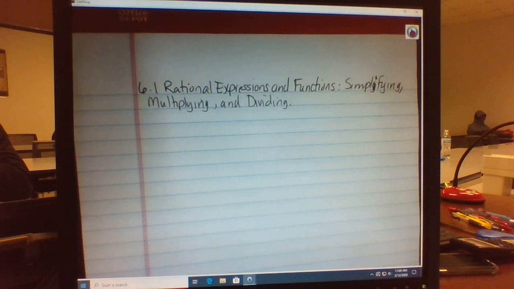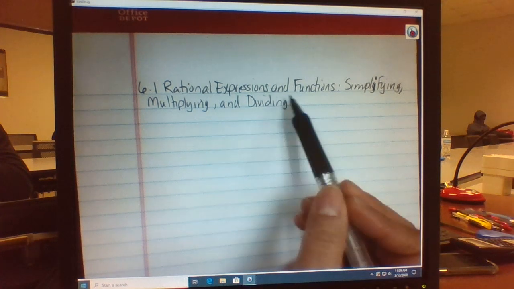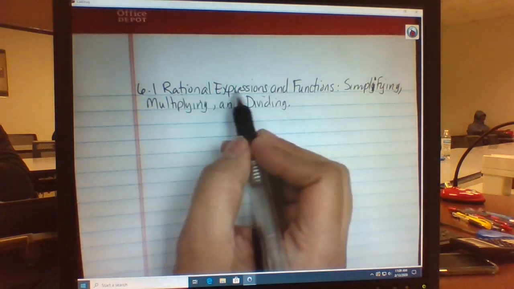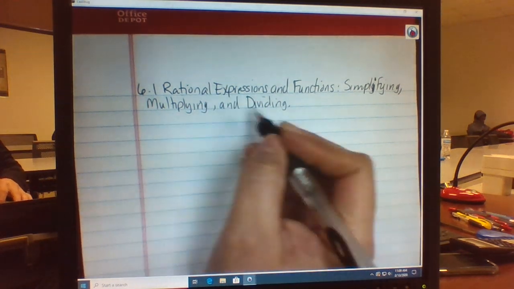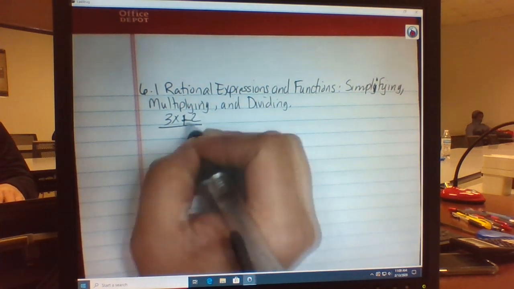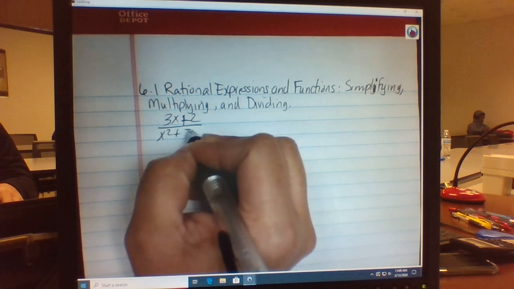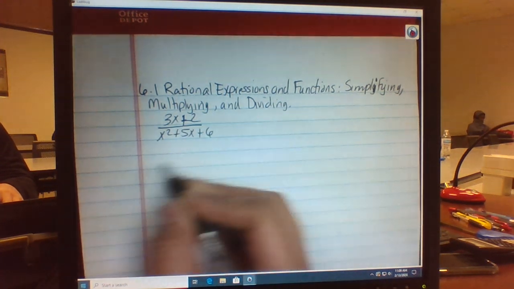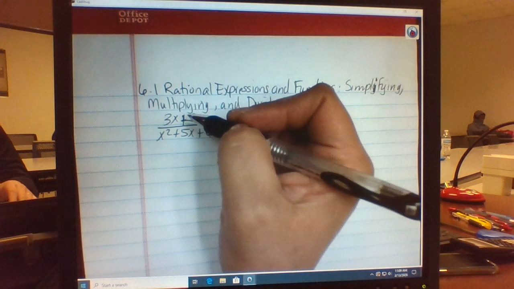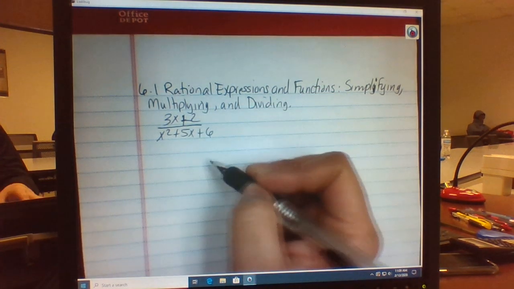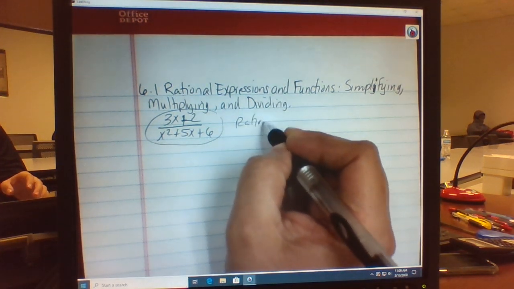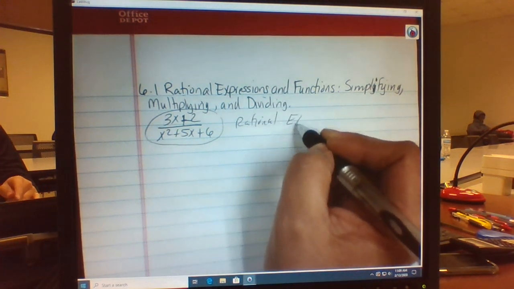So 6.1 deals with rational expressions and functions, simplifying, multiplying, and dividing. Please understand that a rational expression just means you're going to have something in the form of a fraction. This is what we're going to be doing today. We're going to have to factor both the top and the bottom and see if it's possible. This here is a rational expression. It's just a random example, just so you know what we're going to be doing.